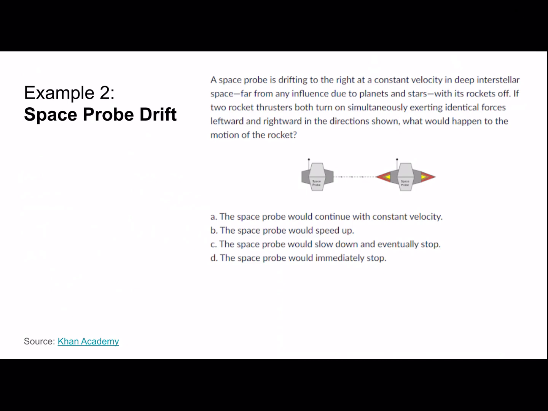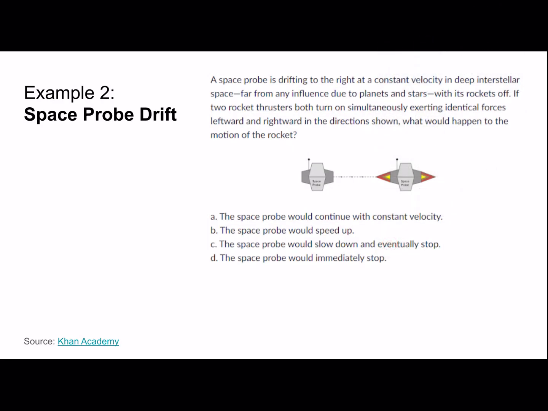Example number 2. A space probe drifting to the right at a constant velocity in deep interstellar space, far from any influence due to planets and stars, with its rockets off. If 2 rocket thrusters both turn on simultaneously, exerting identical forces leftward and rightward in the direction shown below, what would happen to the motion of the rocket? So this is a pretty wordy problem, but what you need to learn from the first sentence is that the problem is just setting you up for a zero force situation.